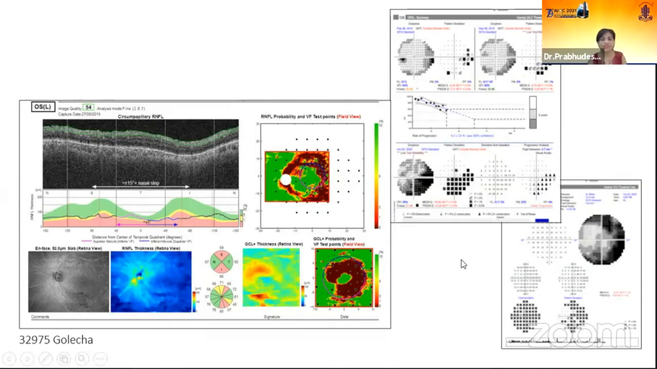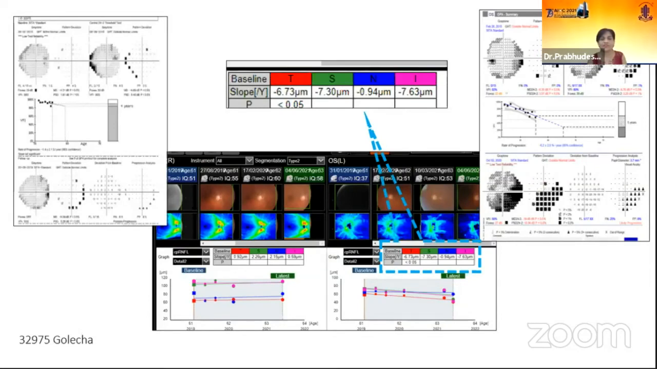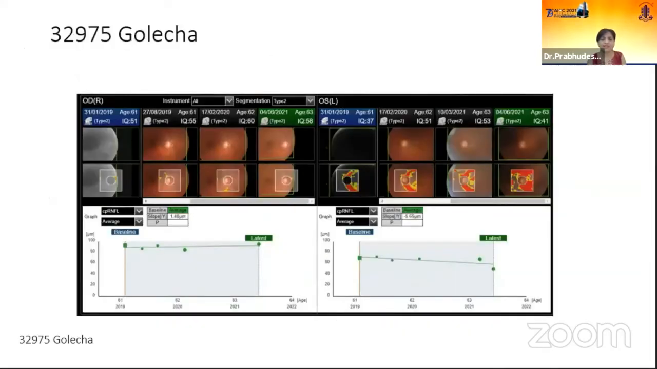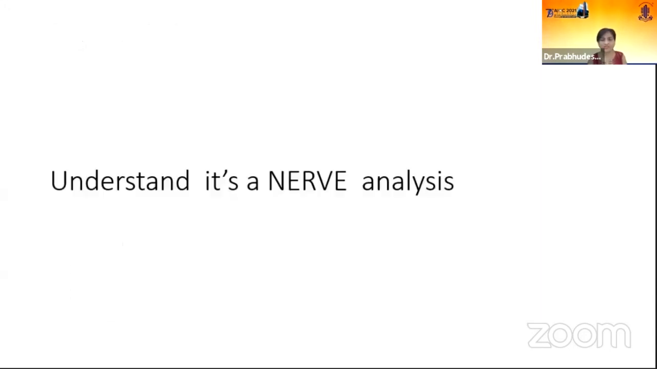So trend analysis, if we see, left eye is progressing at a faster rate, and the rate is much higher into the temporal, superior and inferior quadrants. And here right eye shows stability, but the left eye is progressing at a very fast rate. So this we can consider and manage the patient properly.